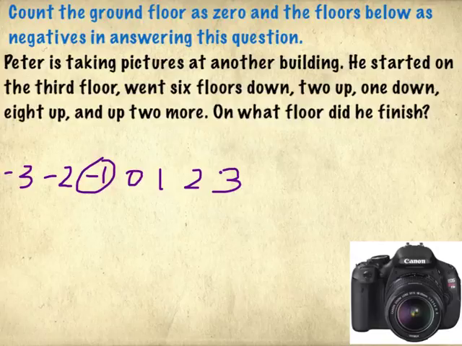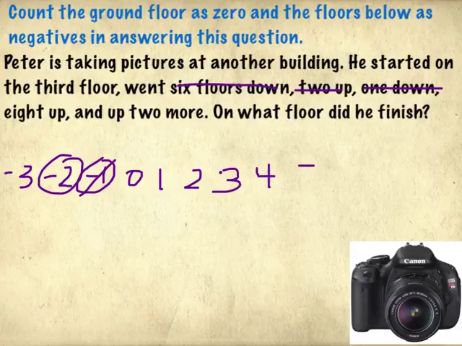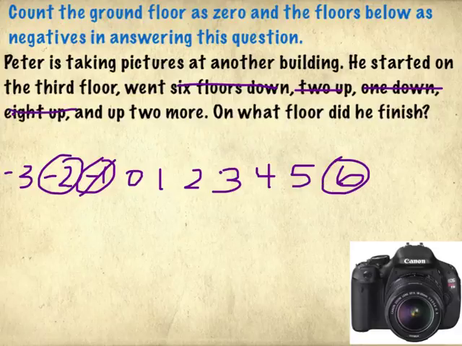Then he went, I'm just going to cross these out because there's a lot of them. I don't want to get confused. Then he went 1 down, so that means he went down to -2. Then he went 8 up, so that's going to be 1, 2, 3, 4, 5. Now I need to add on 6, 7, 8. So he's on floor 6 now. And then he went up 2 more, so that's going to be just 7 and 8.